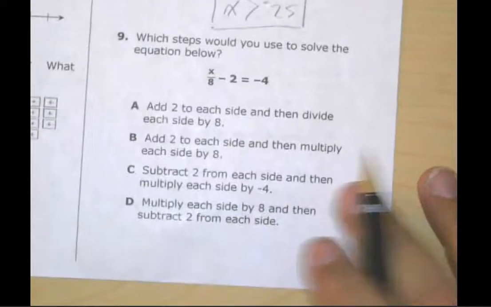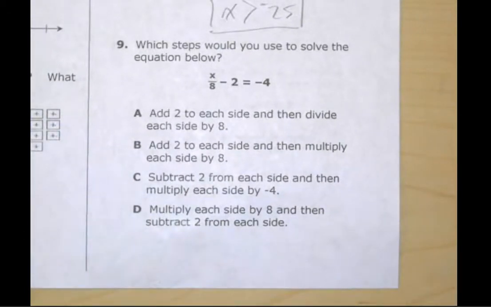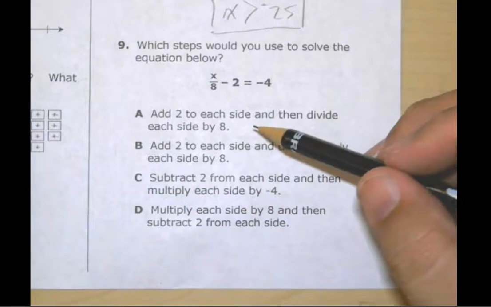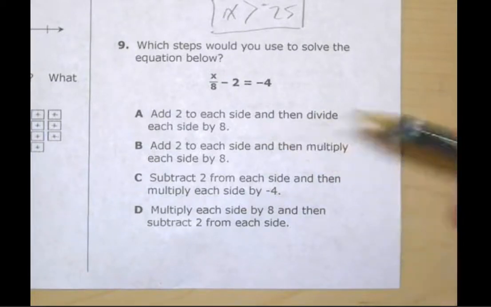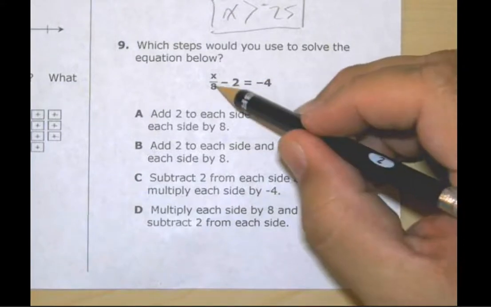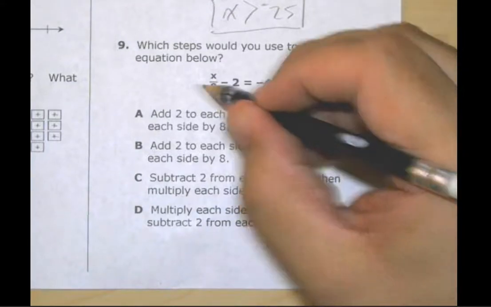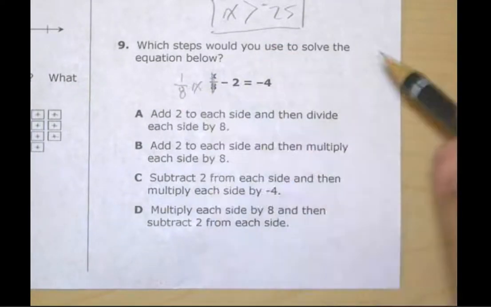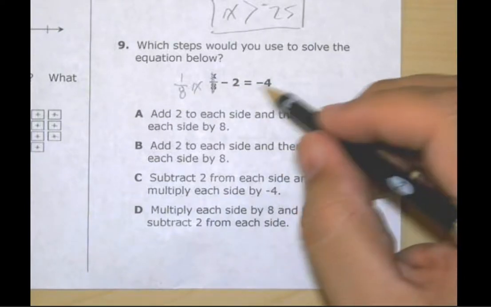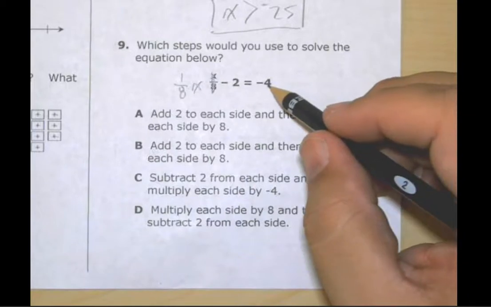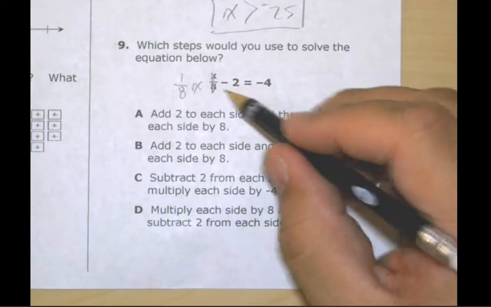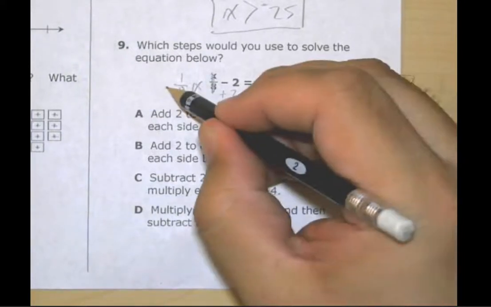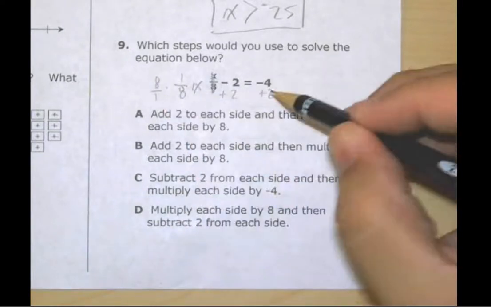The next one, number 9, says, which steps would you use to solve the equation below? We've talked about this a couple times in class now, and I told you that you will see it on the review, and here it is, and you will see it on the test. So x over 8 is the same as 1/8 times x, and then minus 2 equals negative 4. My first step is I need to isolate my variable, and I do that by adding 2 to both sides. Once I've done that, I'm going to multiply by my reciprocal.